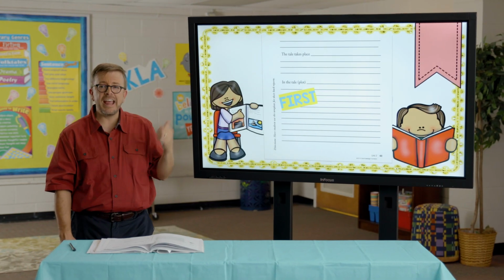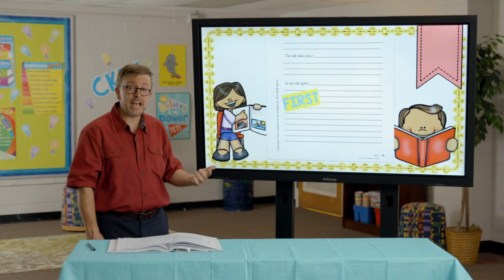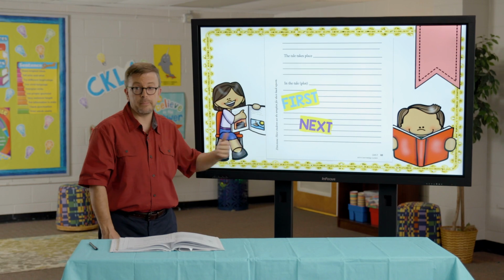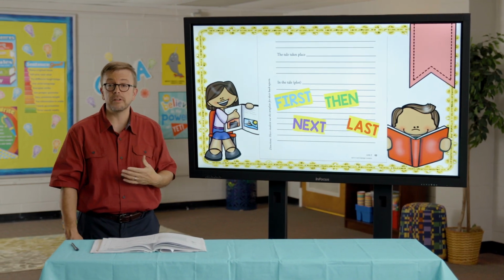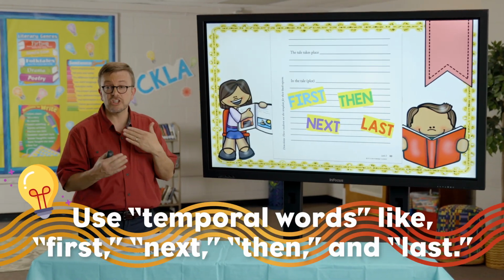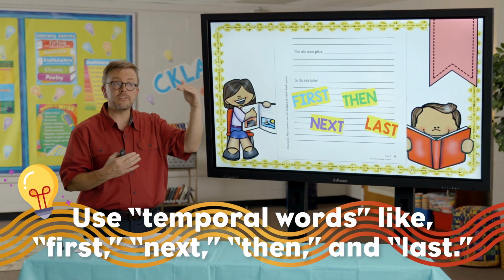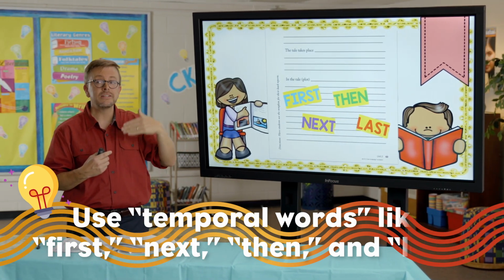So don't forget, as you're writing, to include words like first. First, this happened. Next, this happened. Then that happened. And finally, this happened. Those words are called temporal words, and they're going to make connections for your reader, and it spells out the story of how it happened. It sequences it from beginning to end.